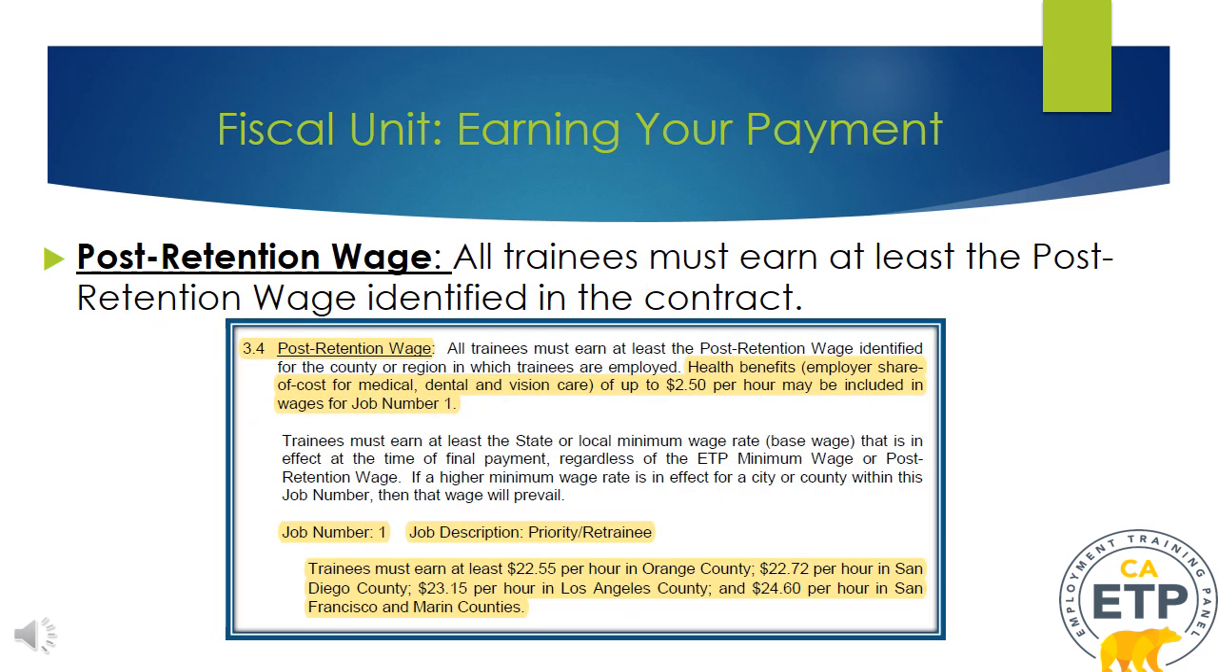This is more information on earning your payment and some of the requirements that you can find in your contract. This is the post-retention wage section, which tells you exactly how much your trainees must be making post-retention. This is an example, but all the areas highlighted in yellow will be different based on your contract. Also, if there is a health benefit amount that you can add to the post-retention wage, that will also be listed in your contract. Please follow these, and if you are in doubt, make sure you are meeting these requirements for your employees so you can earn your payment.